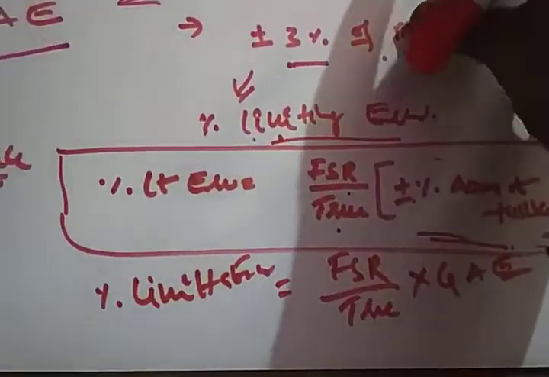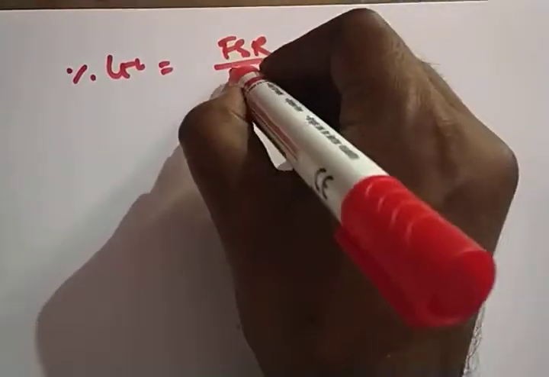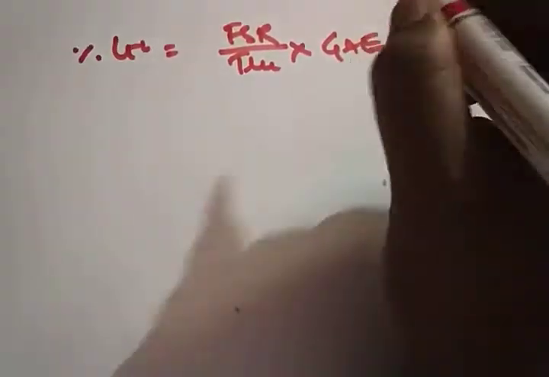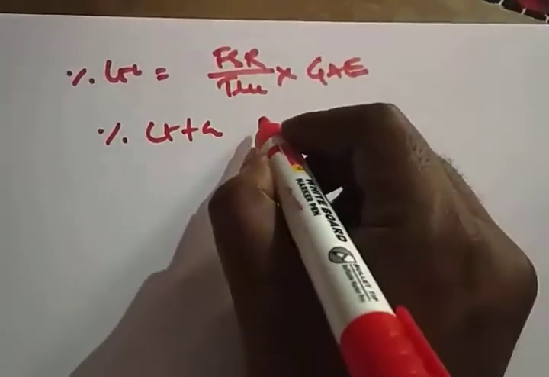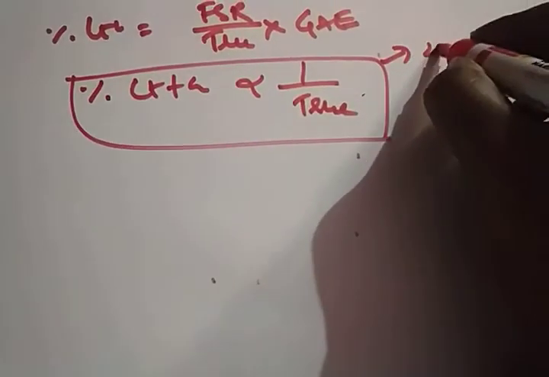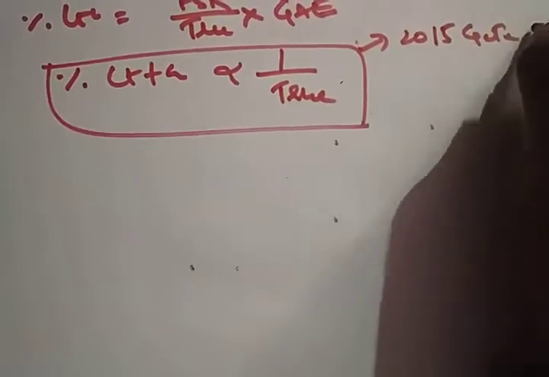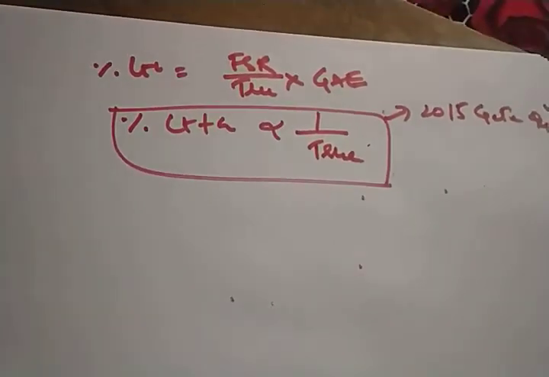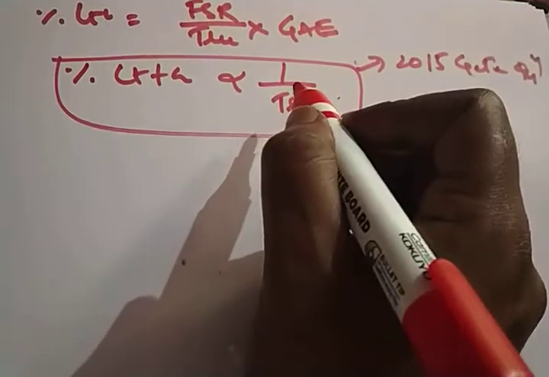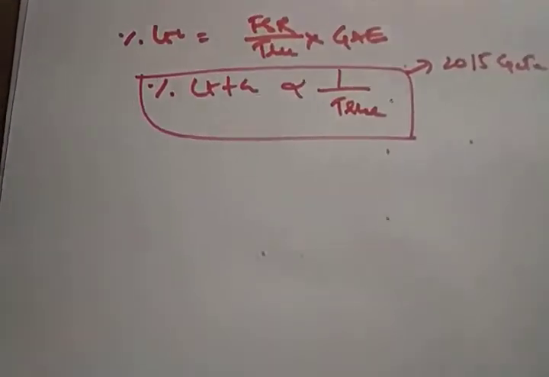We'll see what a percentage limiting error is. One more formula: full scale reading by true value into guaranteed accuracy error. That means percentage limiting error is inversely proportional to true value. This is a 2015 GATE question. So percentage limiting error is inversely proportional to the true value. If the true value is increasing, then what happens to my limiting error? It reduces. So this is very, very important.